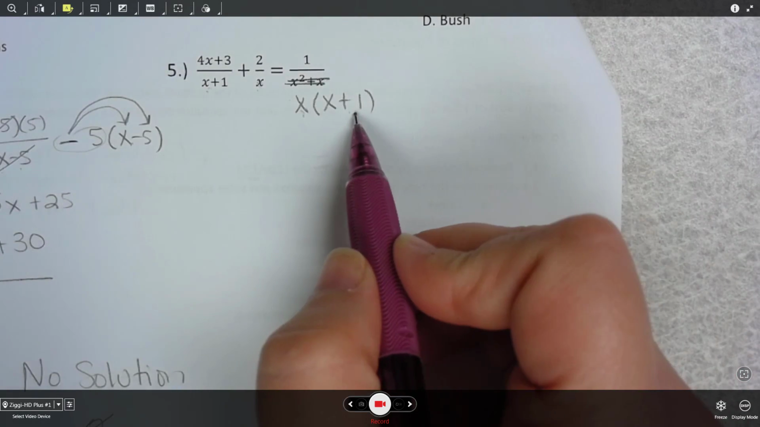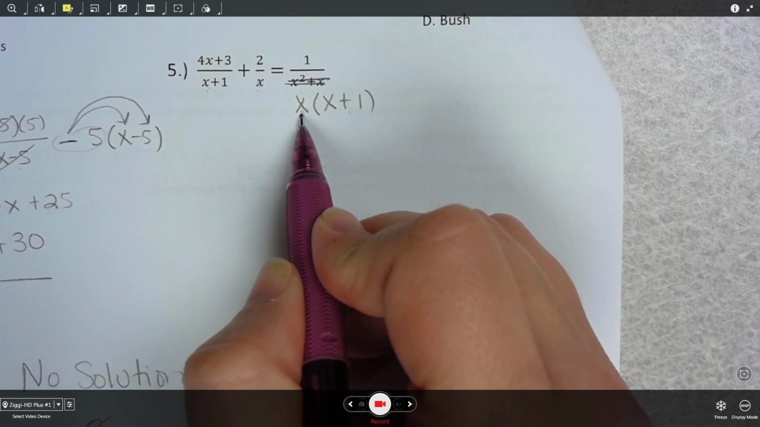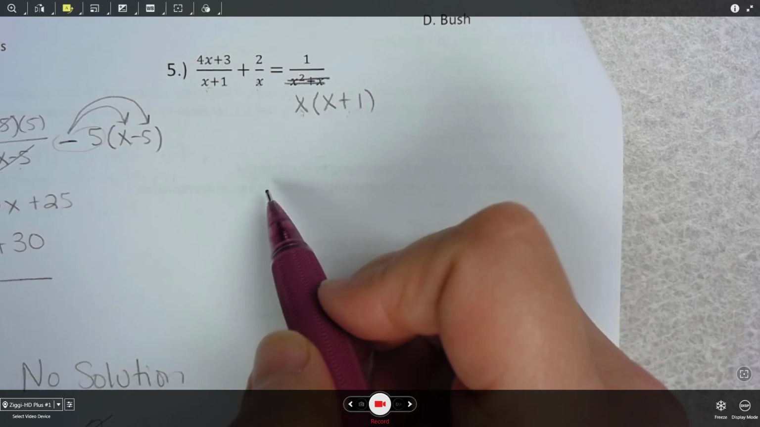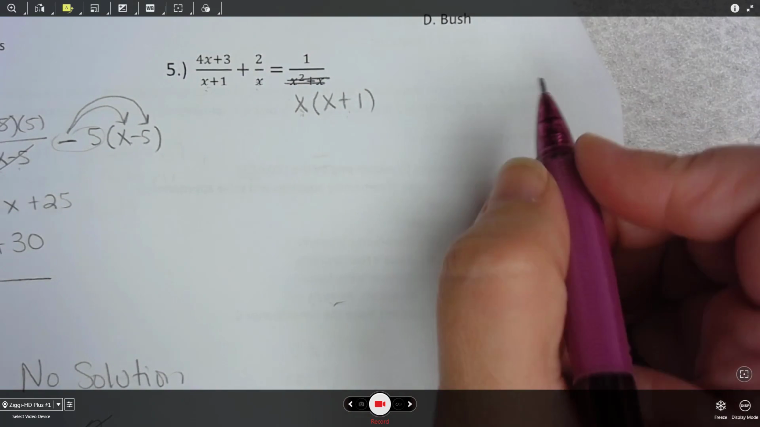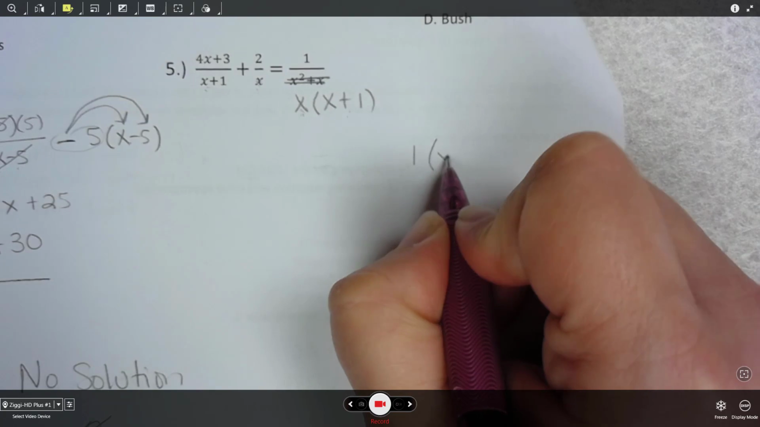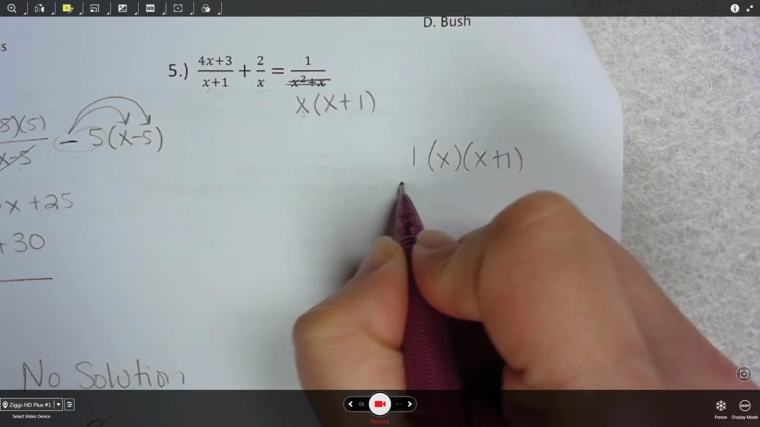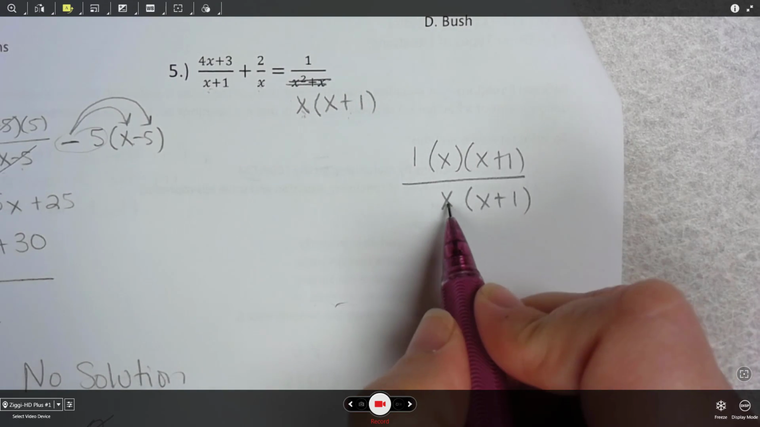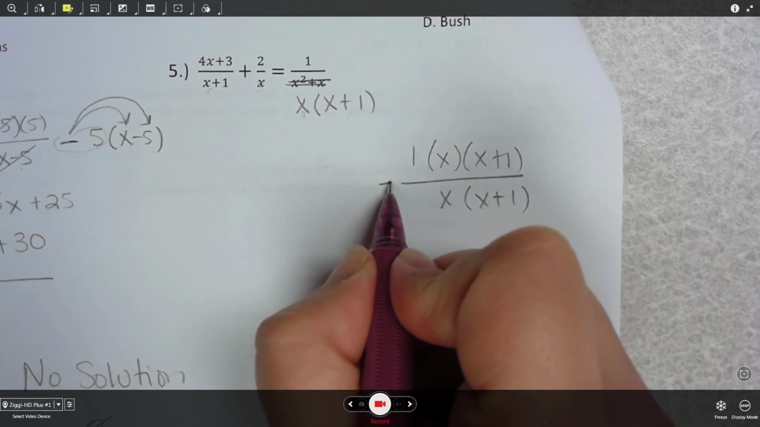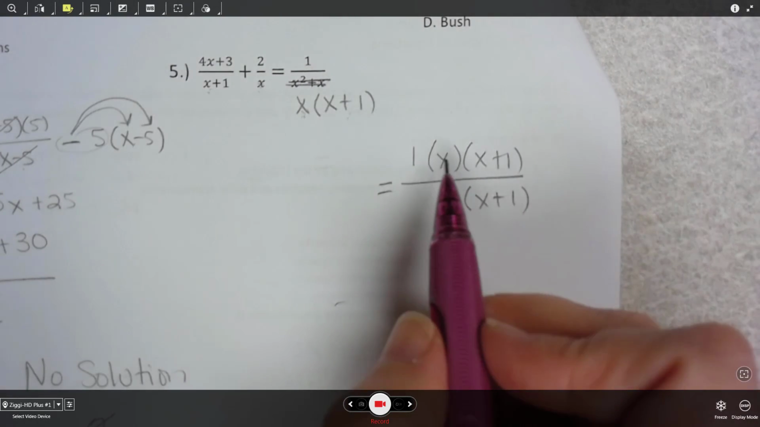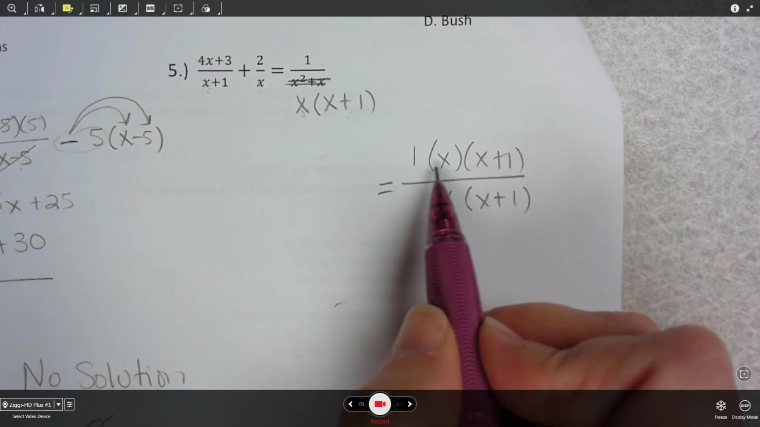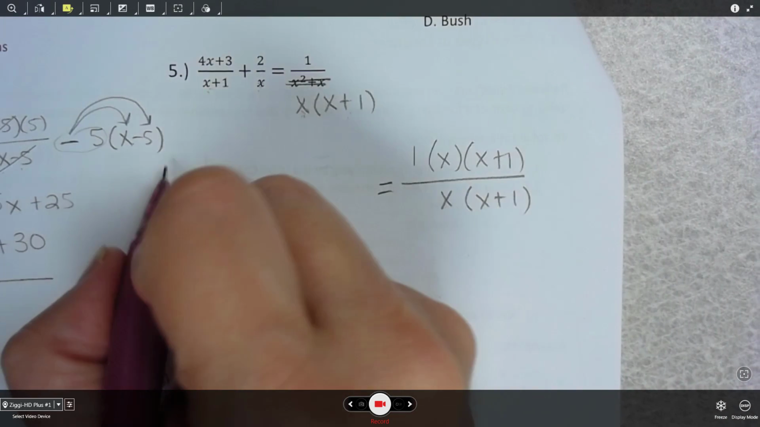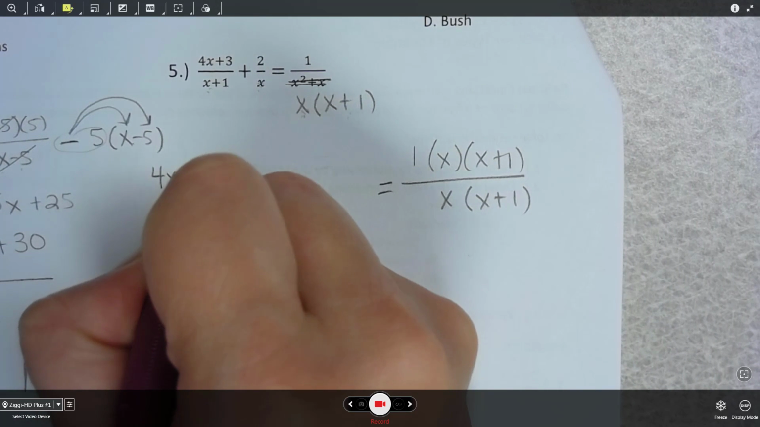So if I start here, I need to multiply by an x and also by an x plus 1, so that there is something this x will divide with and that there is something this x plus 1 will divide with. So if I come down here and I multiply by x and x plus 1, alright, that gives this something to divide with and this something to divide with. Now because I multiplied this by x times x plus 1, I need to multiply everything by x times x plus 1.